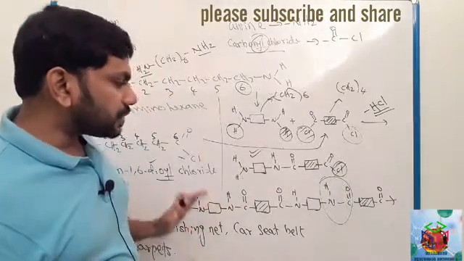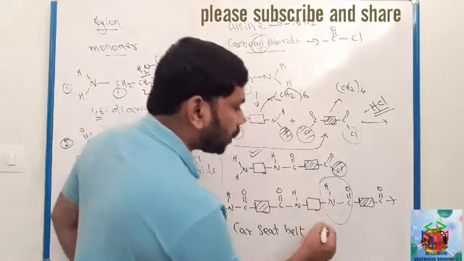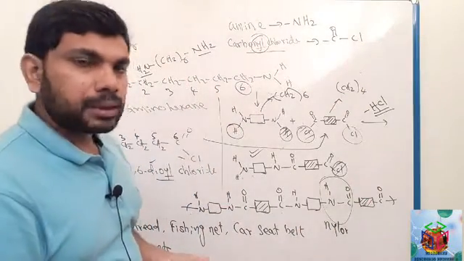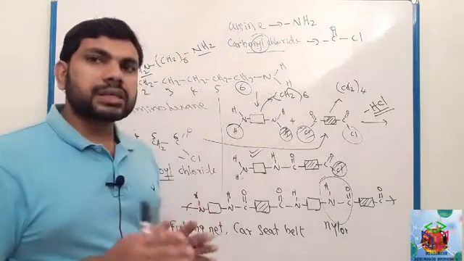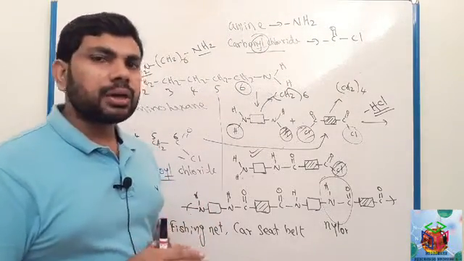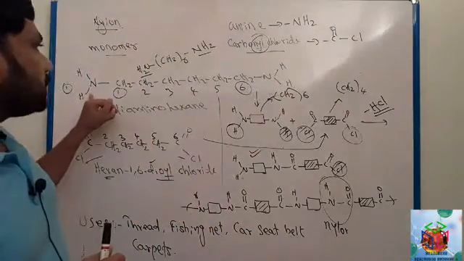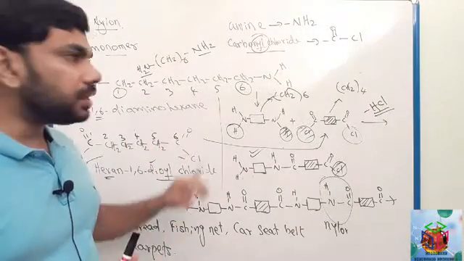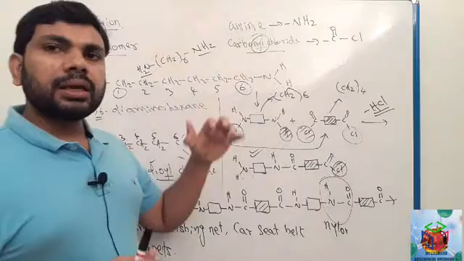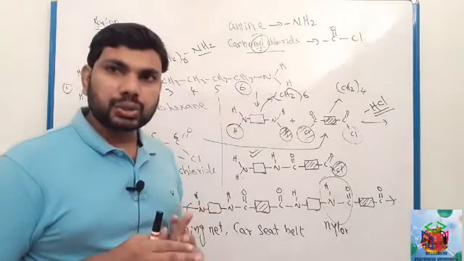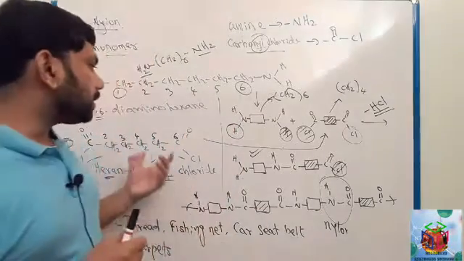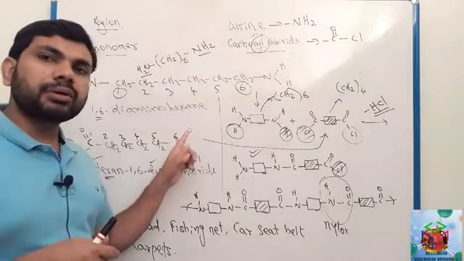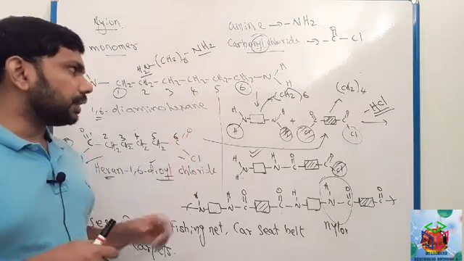So this type of molecule is called nylon. This is nylon. Clear? So here we discuss what the monomers of nylon are. The monomers of nylon are diamine and dioyl chloride. Diamine means CH2 six times, then at each end there will be NH2. Dioyl chloride means CH2 four times, then at each end there will be carbon double bond oxygen and single bond chlorine.